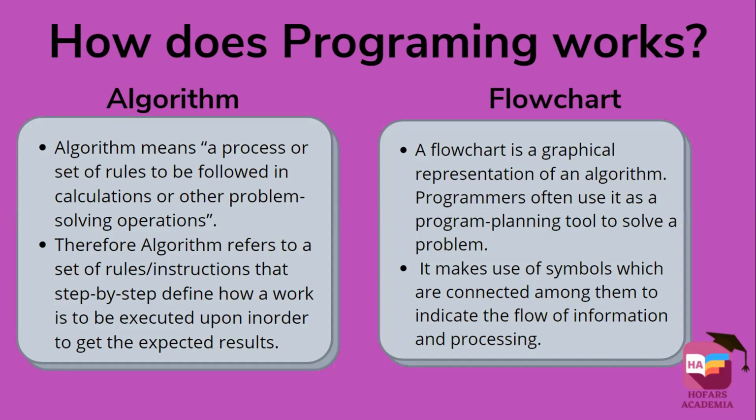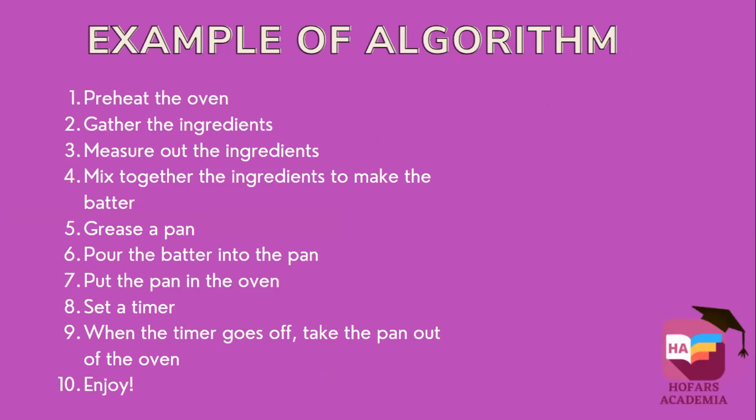As I said, algorithm is a step-by-step instruction of doing a thing, whereas a flowchart is the same, but we use special symbols for doing it. And it is the most simplified way of presenting any of the programs. So let us see the example of the algorithm.